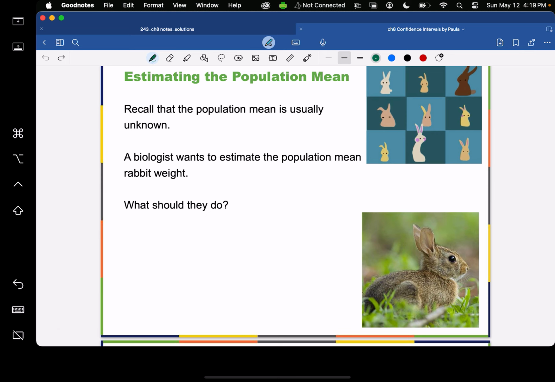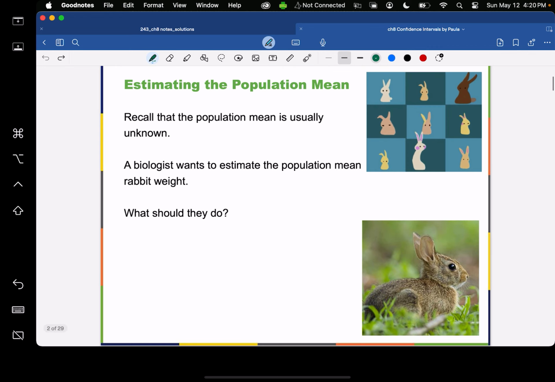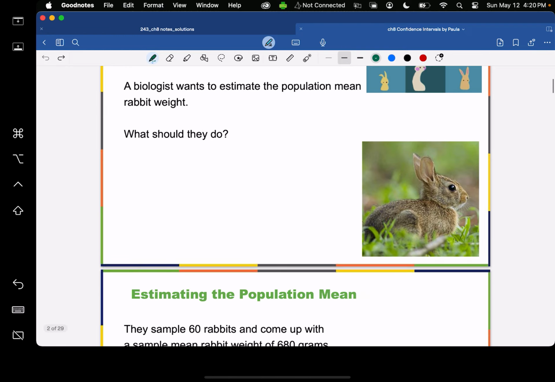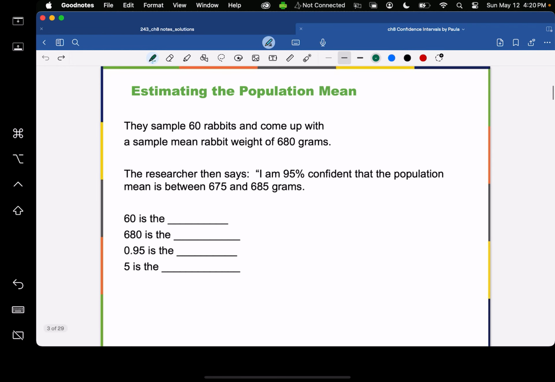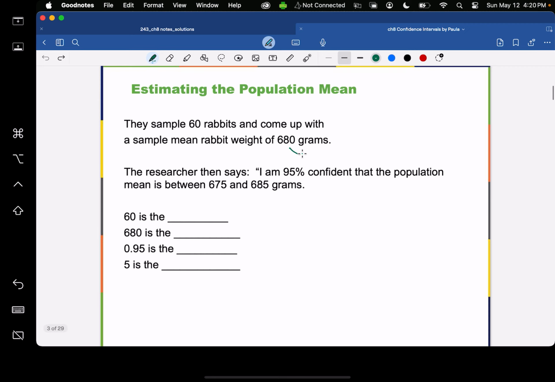the population mean. So let's just pretend that we are studying rabbits in Lane County, and a biologist wants to estimate the population mean rabbit weight. How do you think they're going to go about estimating this? So what they do is they go out and, in a humane fashion, capture 60 rabbits, and they weigh them all, and then they come up with a sample mean rabbit weight of 680 grams. So that is our X bar.